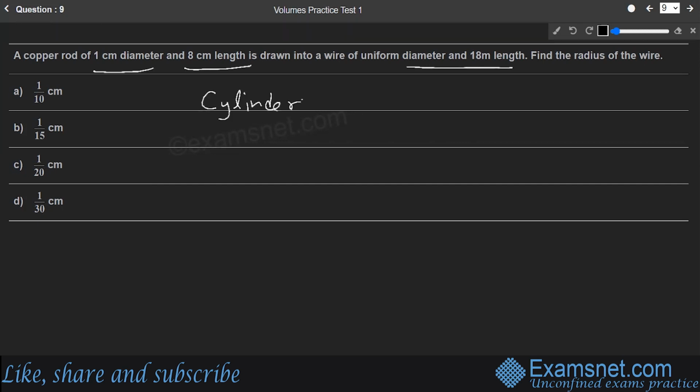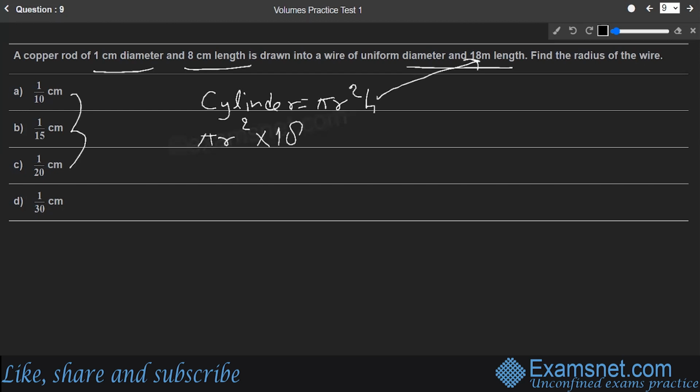The volume of a cylinder is always given by pi r square h. Here the h will be treated as the length of the wire because it will be horizontal. So we can clearly write pi r square into the height of the wire, or the length of the wire rather, has been given as 18 meter.